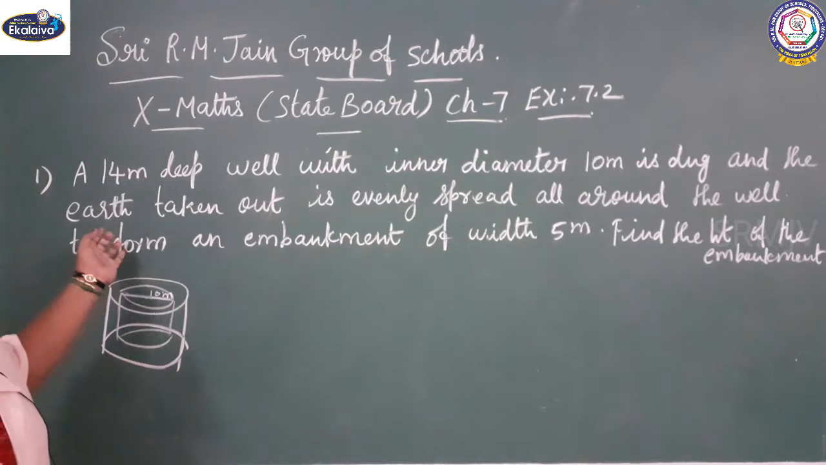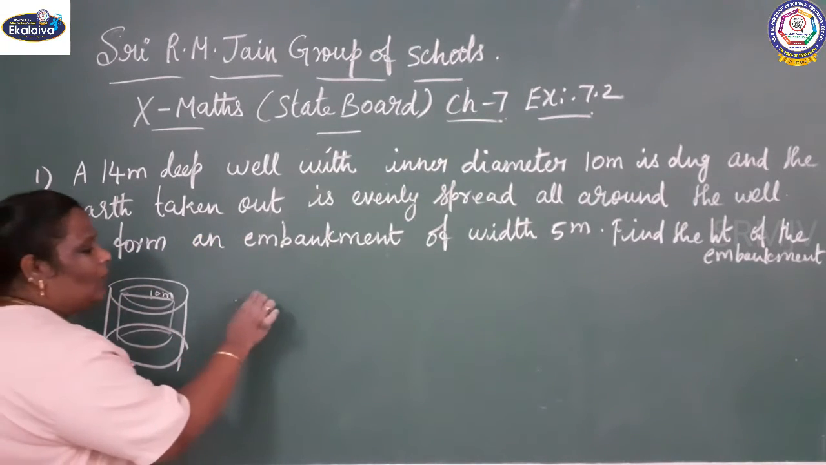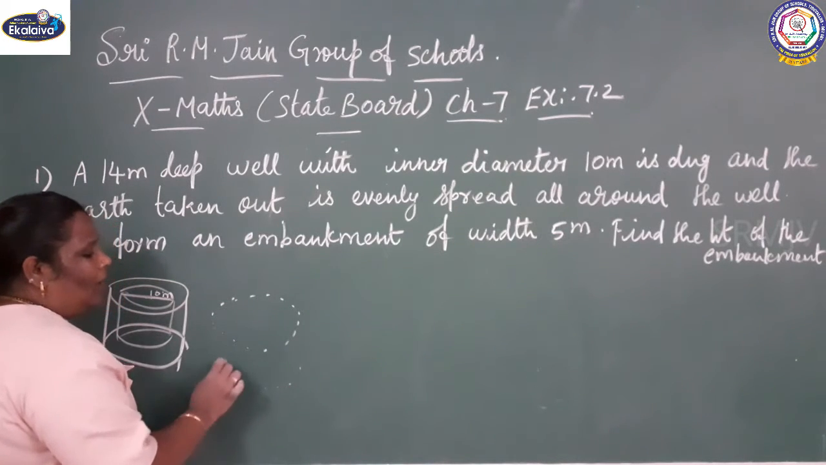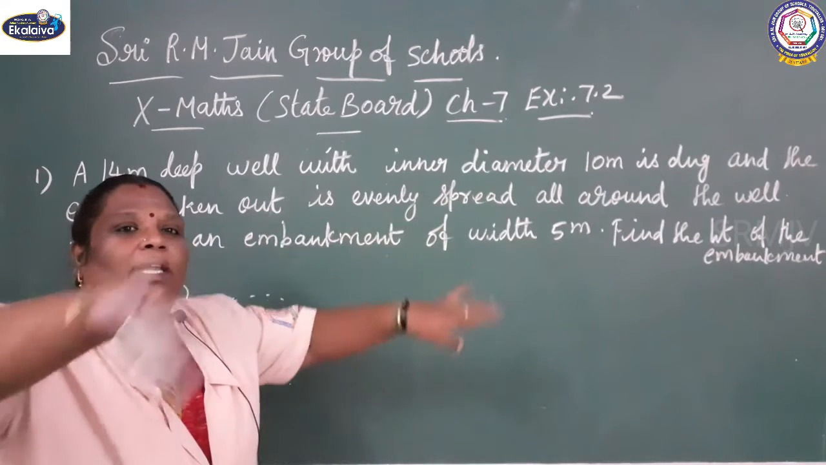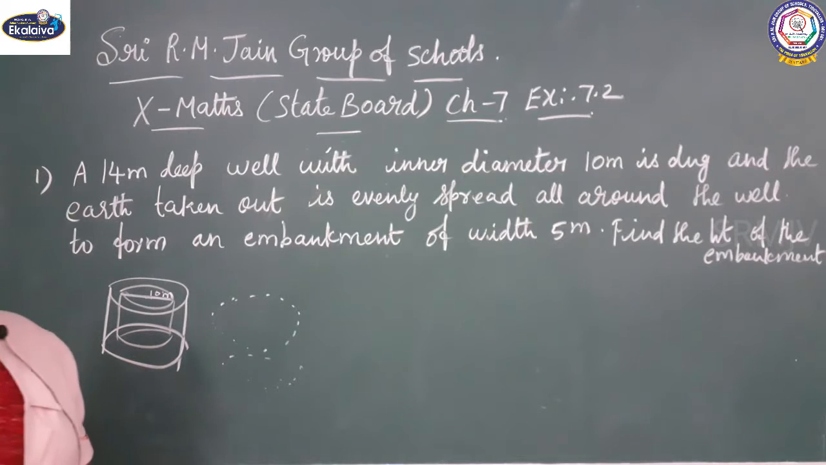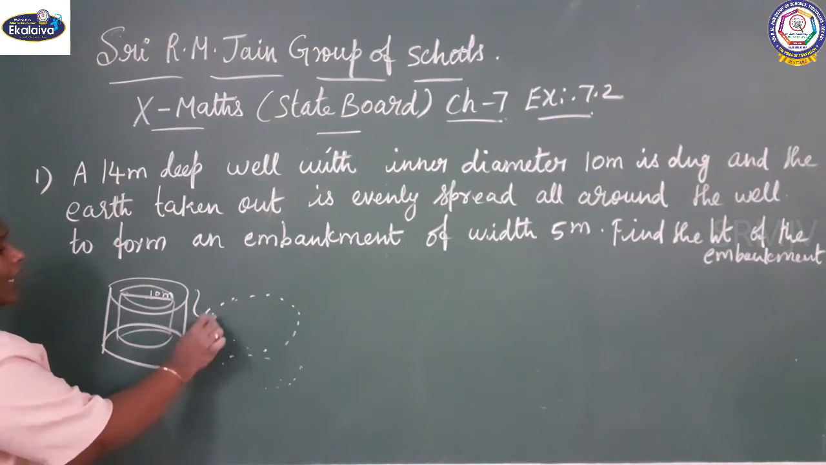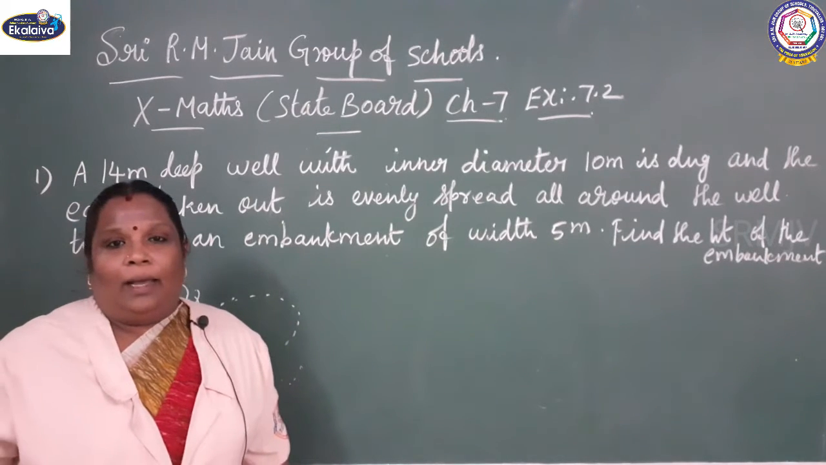The well is dug and the earth taken out is evenly spread all over the well like this, to form an embankment. It is nothing but a bank, that is a spreading out of the soil. Embankment of width is given as 5 meter. You should find out the height of the embankment.